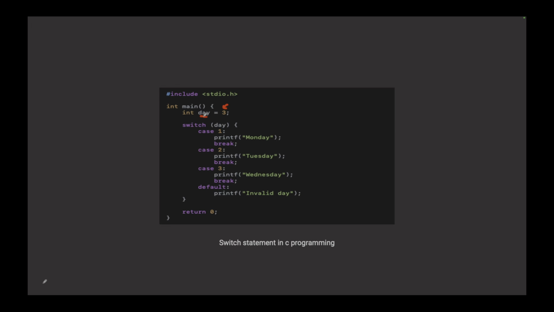This is 3. Now if the day becomes 3, the switch will read the value of day, that is 3. Now it will search for the case. Case 3 is day equals 3. Then it will print Wednesday and break the program. If the input was randomly initialized as 1 to 4, no case will be matched and the default will be executed, that is invalid day, and finally it will stop.